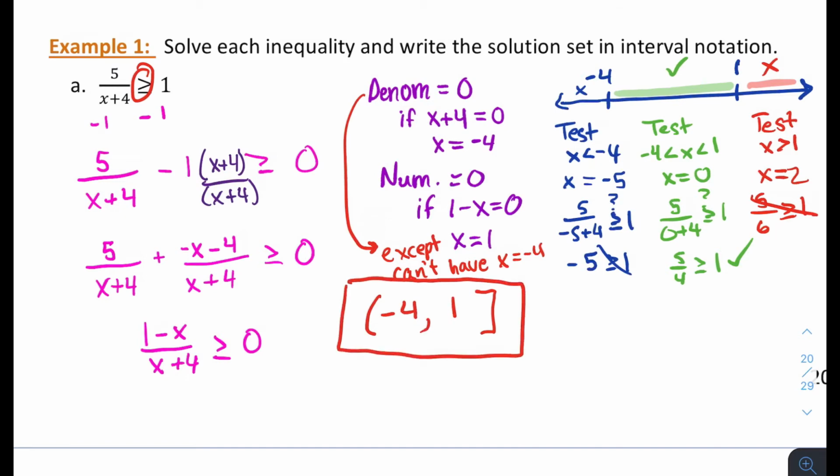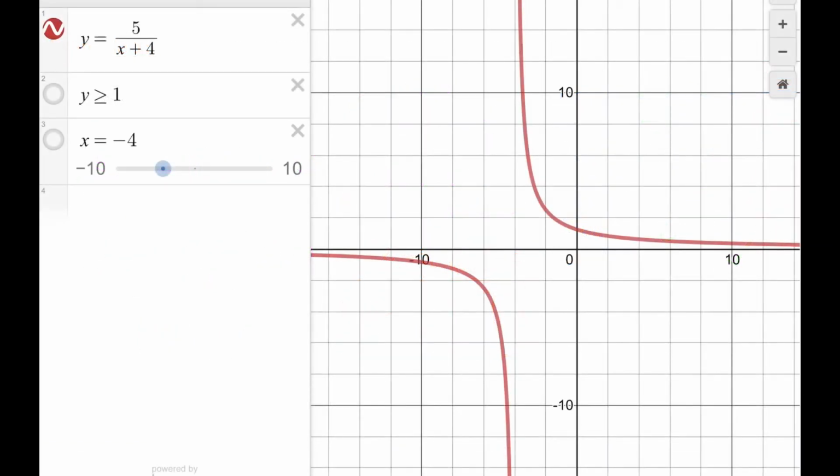So I have to switch it to a parentheses. Let's go ahead and take a look at this graph just so you can make some connections. So we've got our line y equals 5x plus 4 shown. Our inequality wanted to know where that was greater than or equal to 1, which is essentially where your output values are greater than or equal to 1.